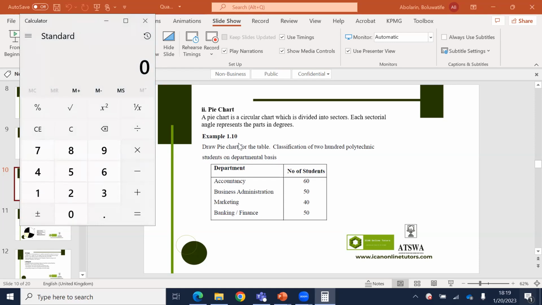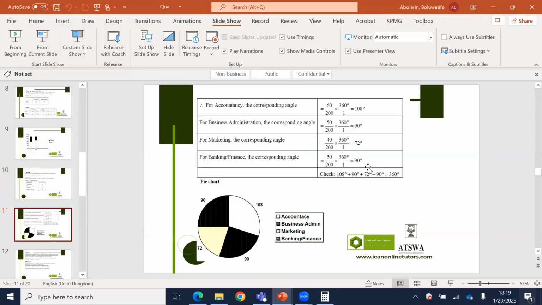So it's actually 200. Now, I said the first thing I have to look for is what? The total. So now to solve the first problem, I'm going to create two columns. The first one will be, no need to say all this English, just put accountancy, business admin, marketing slash finance, banking slash finance, all with the corresponding angle. If you like, you can put your English, but it's not really necessary.